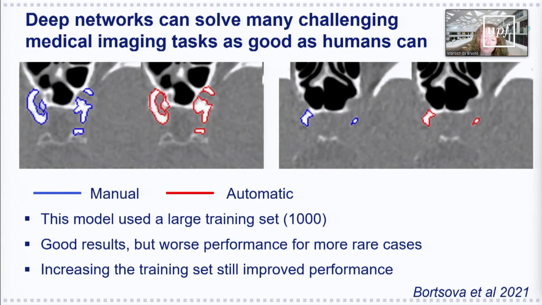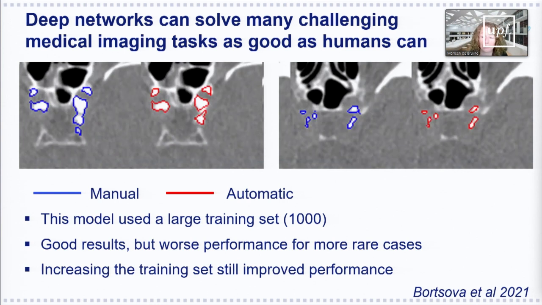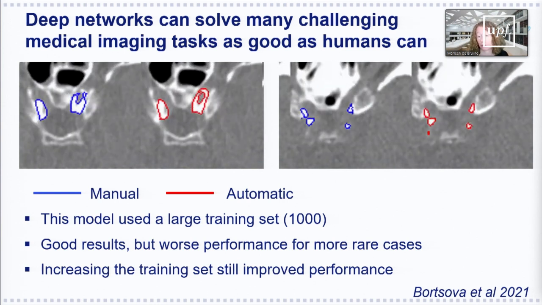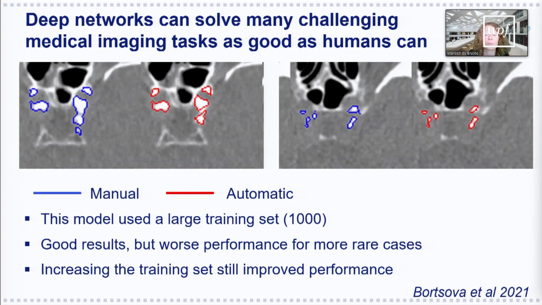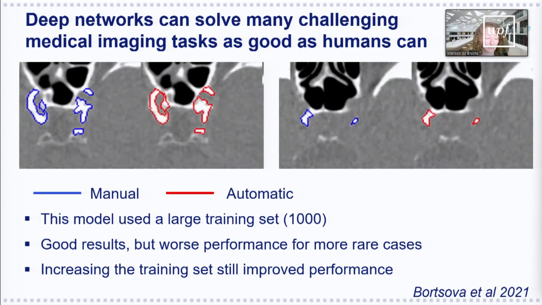But we also see that we make more errors in the more rare cases, which are the larger calcifications. And also when we applied this model to data from another hospital, the results are not as good. They are still reasonable. CT is fairly standardized, but the results clearly deteriorate if we apply it to data made with another scanner.